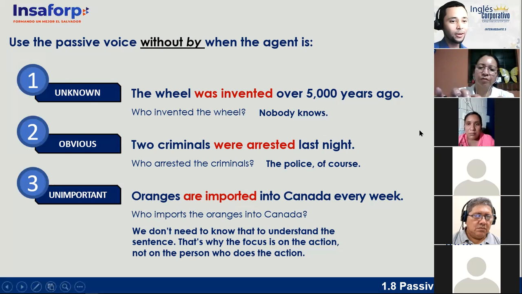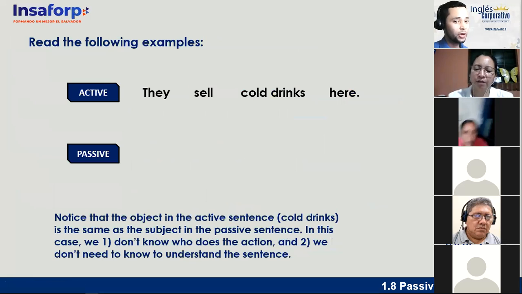8:40, time flies. All right. Read the following examples, okay? Active sentence, passive sentence. We're going to have a review on passive formation. They sell cold drinks here. Okay, this is an active sentence. Vamos a ver. ¿Qué es lo primero que hay que identificar? What is the first thing you need to find? The verb, correct. And what is the verb? Sell. That's right. That's the main verb. And something else about the verb, you need to determine the tense. They sell. Is it present or past?